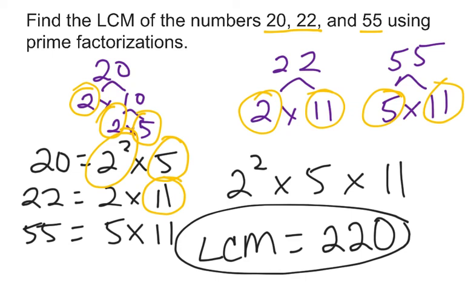So I found my least common multiple of all 3 numbers without having to list multiples. Imagine having to list your multiples all the way up to 220. That would be quite tedious, whereas if you find the prime factorization and use those strategies, you can often find it faster.